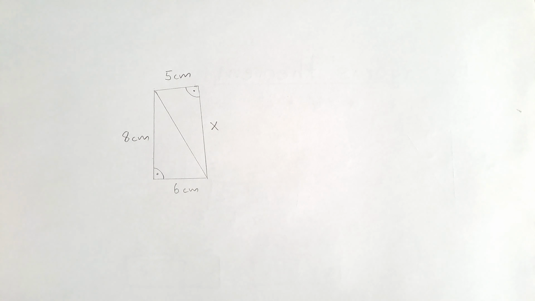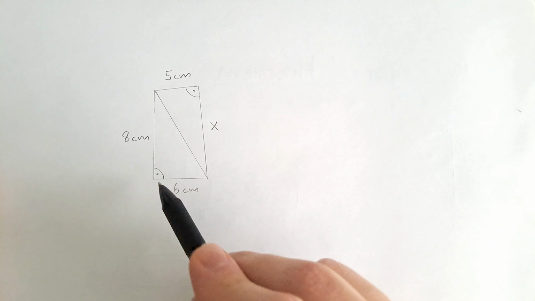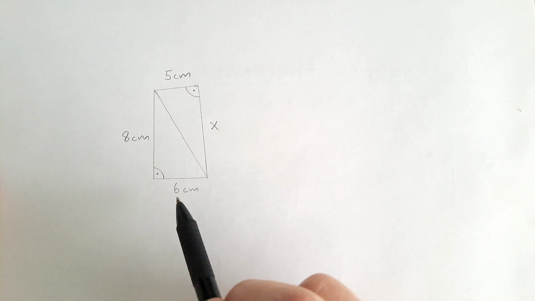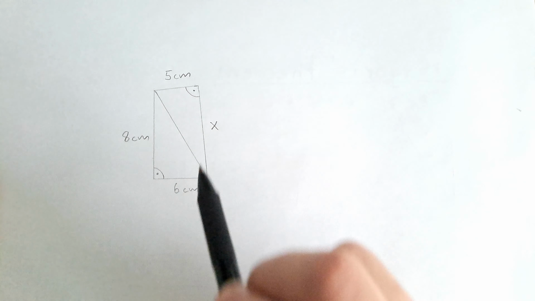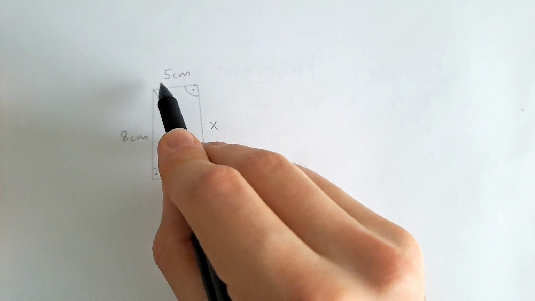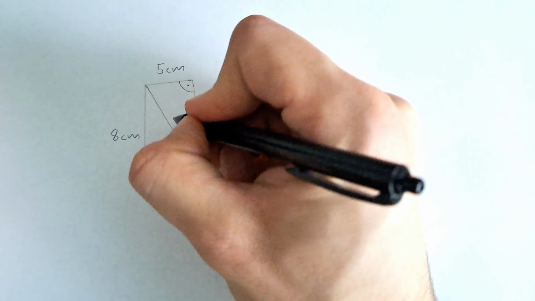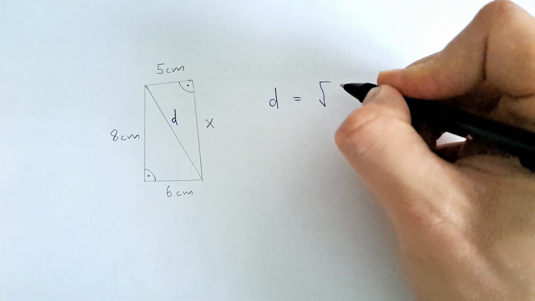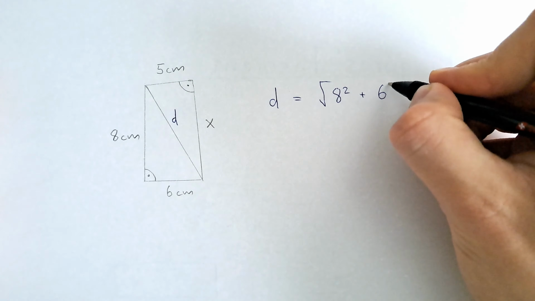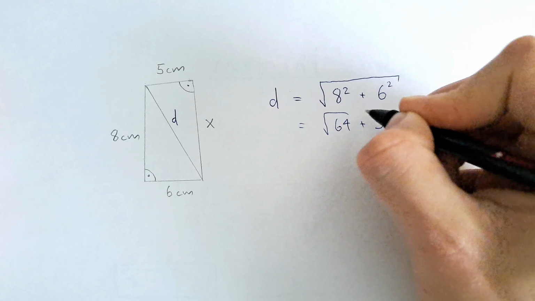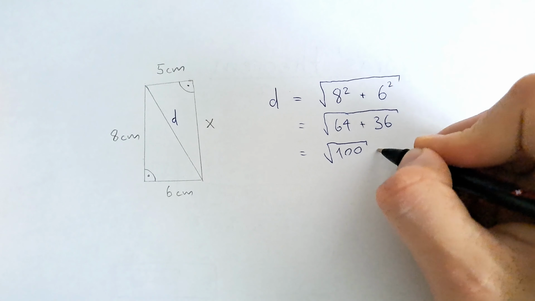Let's look at one example to finish off. Here we have two right-angled triangles, but only three sides are known. We want to calculate the length of the side here, marked with x. What do we do? We use Pythagoras to get the length of the side in the middle. Let's call that one d. So d has to be the square root of 8 squared plus 6 squared, which is 64 plus 36 under the root, and therefore the square root of 100, which is 10 centimeters.